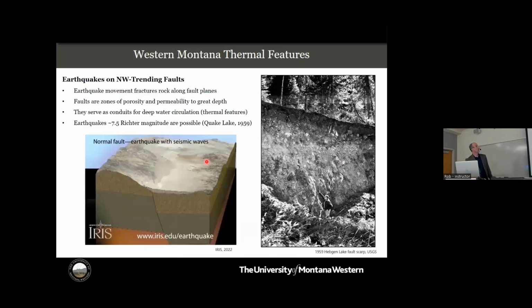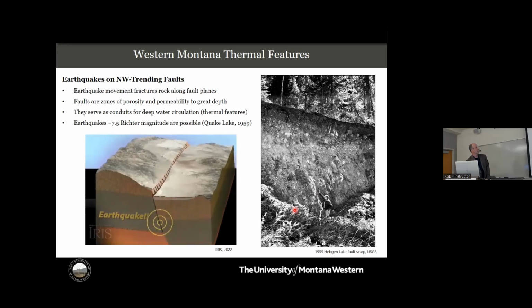Okay, so earthquakes occur on these northwest trending normal faults. In southwest Montana, there is the fault scarp from the 1959 Hebgen Lake fault. There's a human being for scale. So what happens is that movement builds up stress and boom, releases the energy, movement along the fault, creating a fault scarp, just like you see here. Okay, let's do that again just for fun.